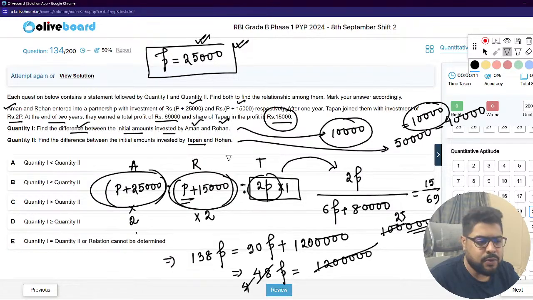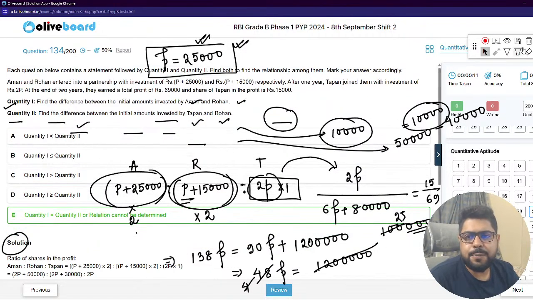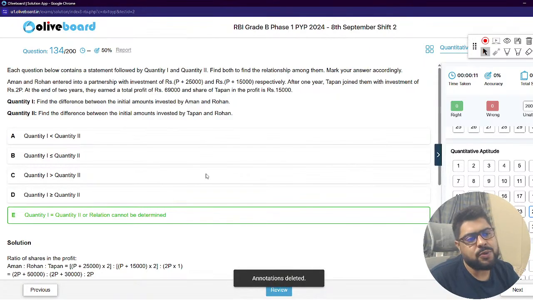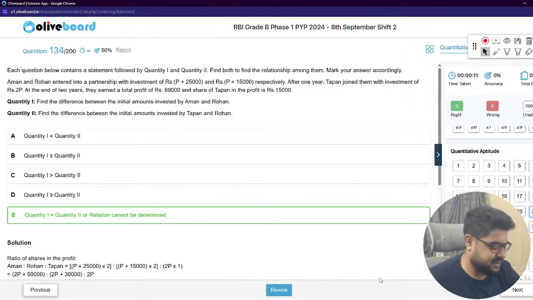Q1 equal to Q2. Option E, sir. Option E, Q1 equal to Q2 is the correct answer, sir. Option E, Q1 equal to Q2 is most definitely your correct answer. Clear everyone? Clear everyone, I hope.